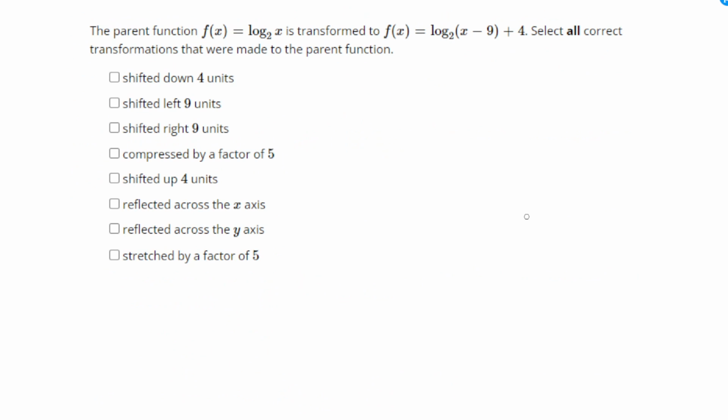Parent function f of x equals log base 2 of x is transformed to f of x equals log base 2 of (x minus 9) plus 4. Select all correct transformations that were made to the parent function. Okay, it looks like this minus 9 means that it was shifted horizontally to the right. So we'll mark this one. It looks like this plus 4 shifts up by 4 units. Doesn't look like there are any other transformations. So that would be our answer.